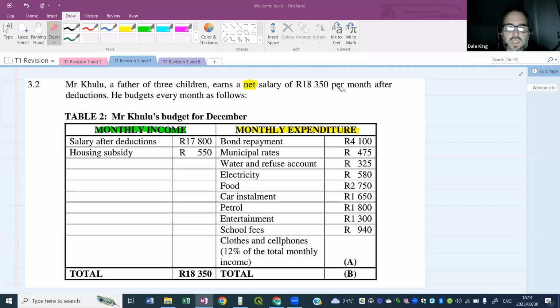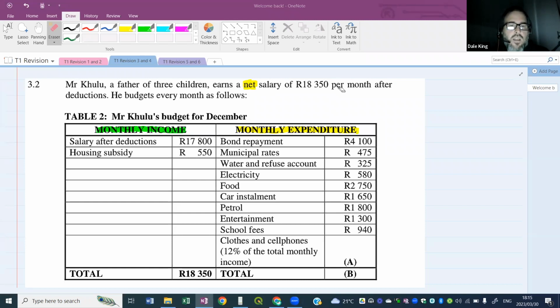Now there's no figure here, but look what's in the brackets, 12% of the total monthly income. Okay, we're going to talk about that just now. We don't have a value for that. Obviously, the question is going to ask us for that. And then we have total for all the expenses, which is marked as B. Obviously, going to work that out.